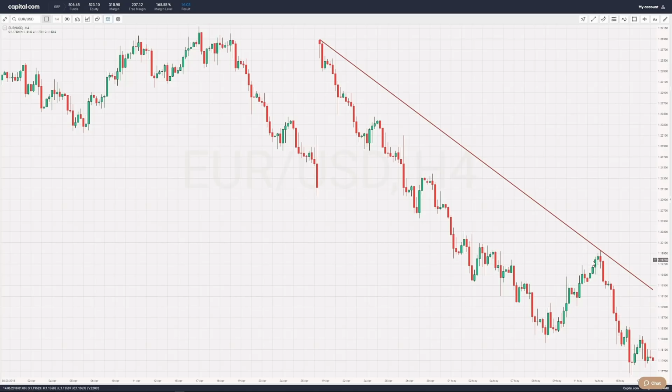So I've put a trend line in place here. So one very simple tactic: at least wait for that trend line to break before we think about buying in to any potential reversal. Let's just jump forwards again.